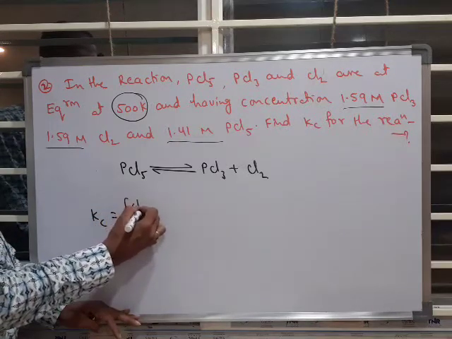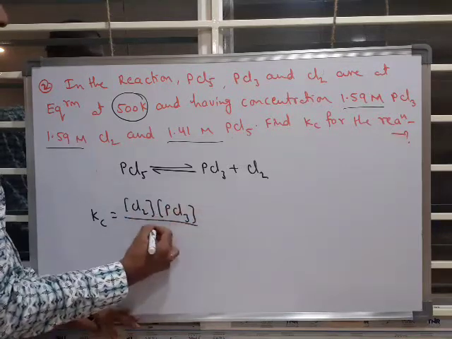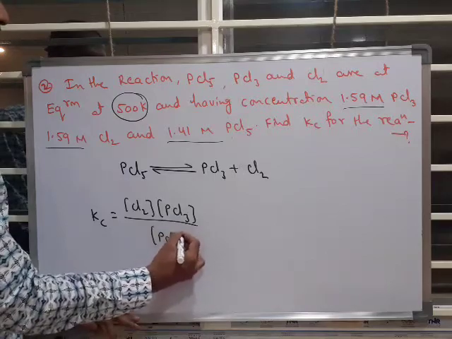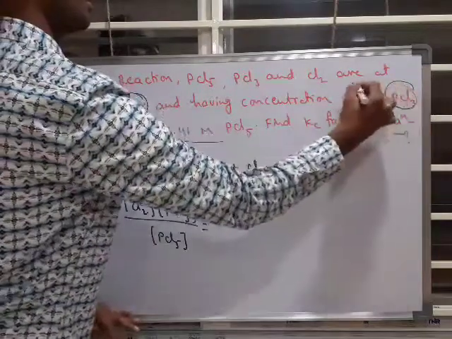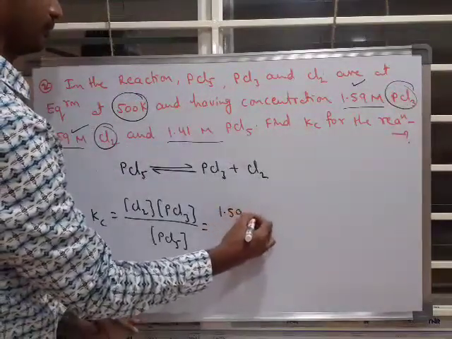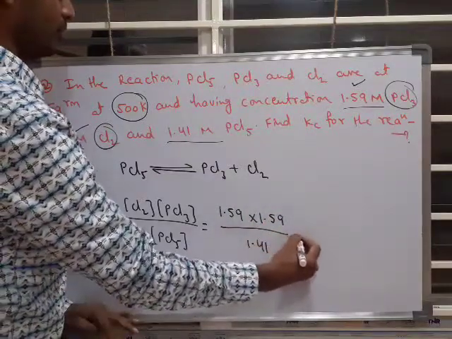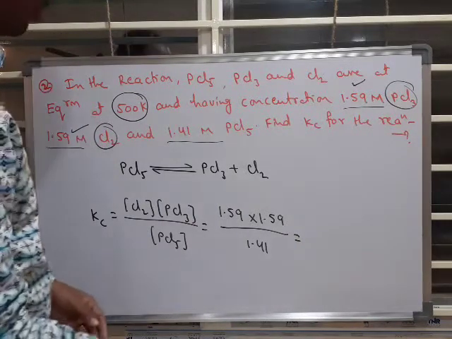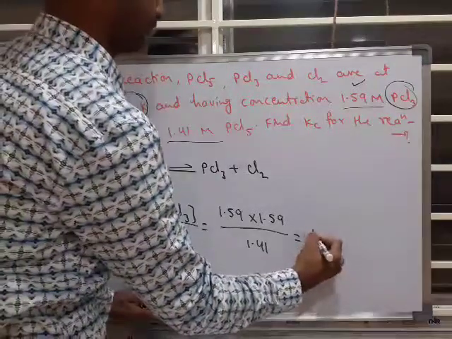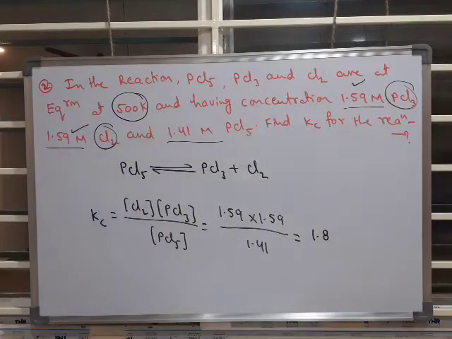So Kc equal to Cl2 concentration, PCl3 concentration by PCl5 concentration. What is the Cl2 concentration? 1.59. PCl3 concentration 1.59. PCl5 1.41. So on this overall calculation, we will get 1.8 approximately. So Kc equals 1.8. So here the calculation and writing the equations are important. Okay.